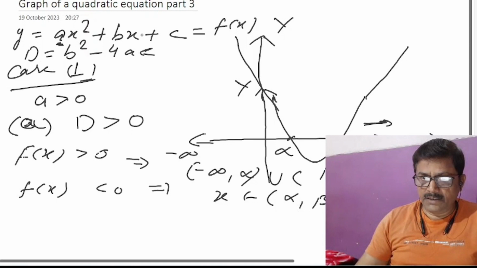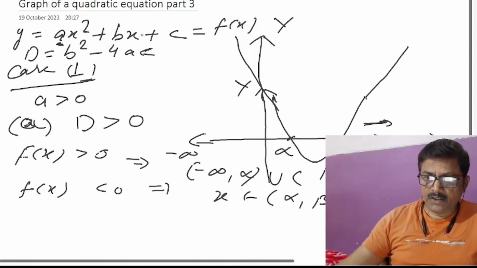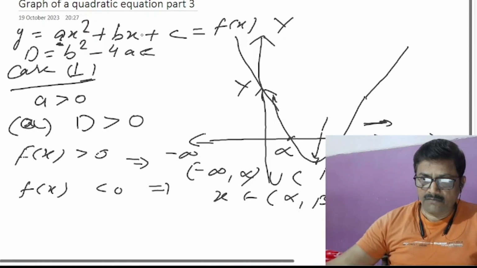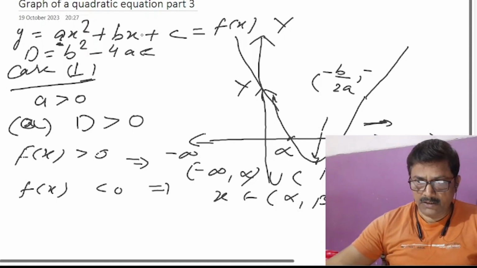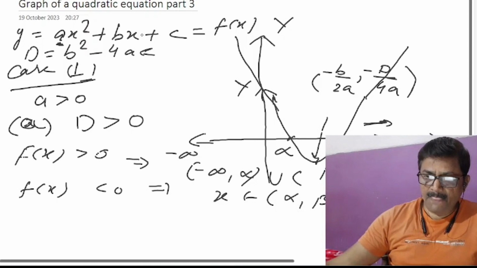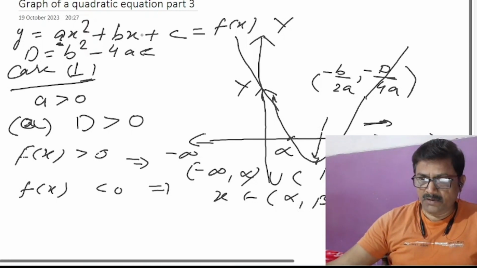Now we will see the minimum value and maximum value of y. So this is called the vertex. And we have learned the coordinates of the vertex in our first video. The coordinates of the vertex are minus b upon 2a, minus D upon 4a. This is the coordinate of the vertex.